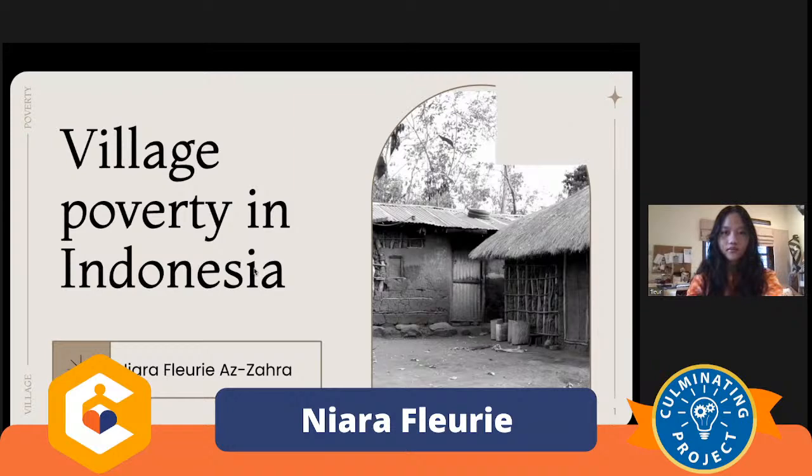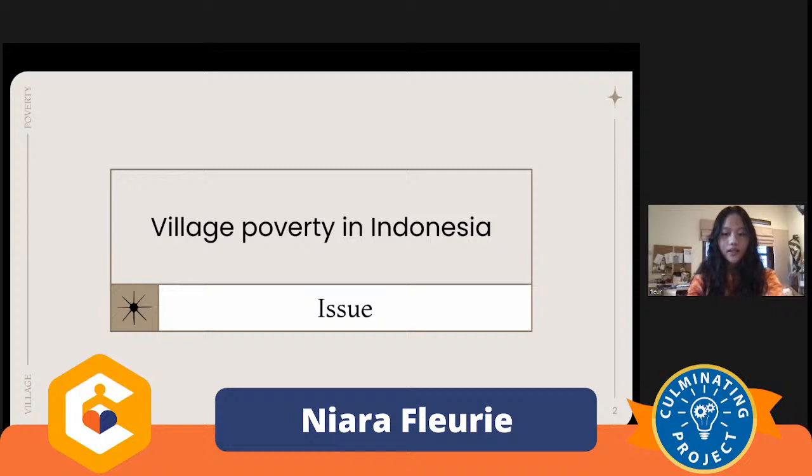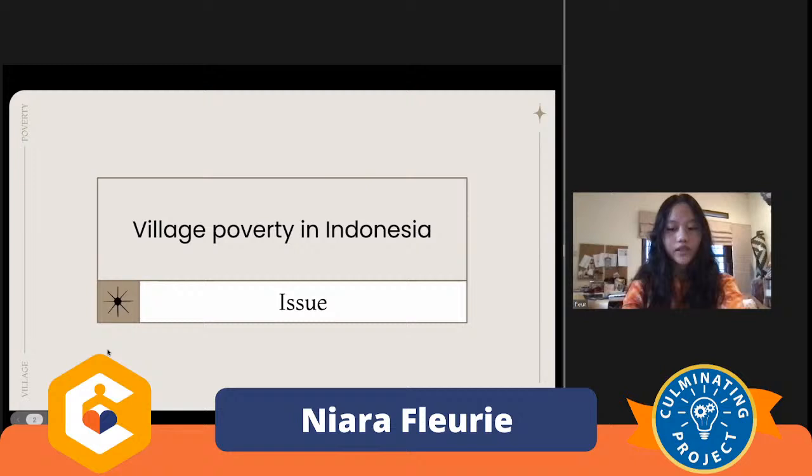As you all may know, poverty in general means a state or condition of a person or family that doesn't have enough money to get basic needs such as food, clothing, and a proper place to live. There are 5 types of villages by development level. First, independent village. Second, developed village. Third, developing village. Fourth, underdeveloped village. And fifth, extremely underdeveloped village.